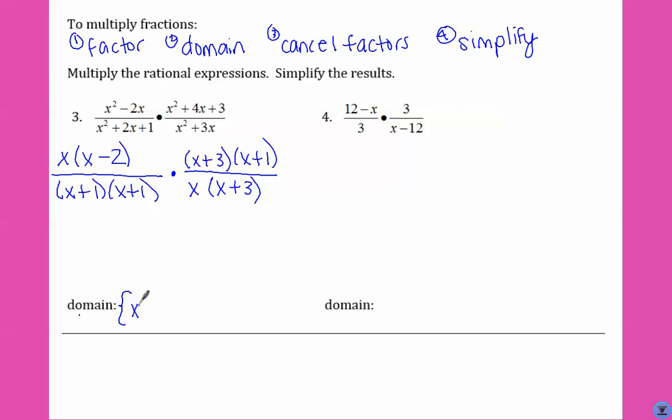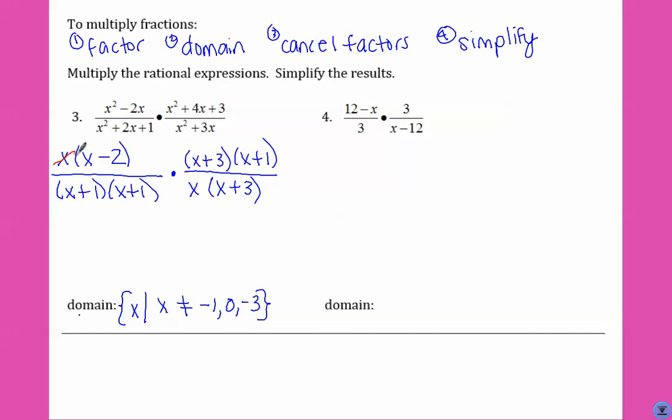Then we're going to state our domain. X cannot equal, from here, negative 1. This single x will give us a 0, and the x plus 3 means x cannot equal negative 3. I'm not too worried about the order that you write the domain. A lot of times if it's on the multiple choice, on the iTest or the SOL or something, they'll probably put it in order from smallest to greatest, but I'm not that worried about that, as long as all three numbers are there. All right, so now we're going to cancel common factors.